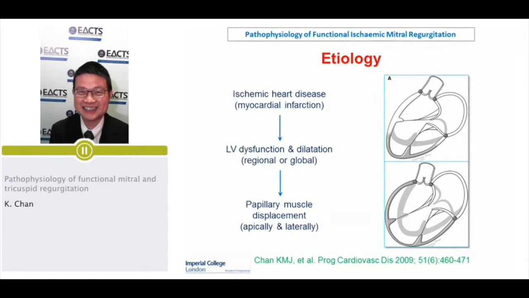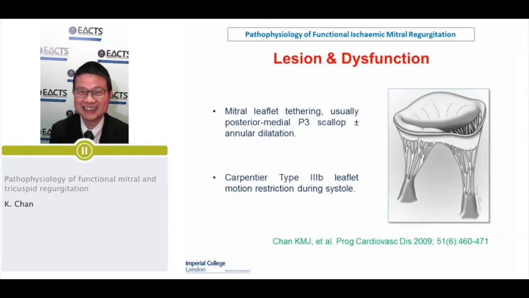Functional ischemic mitral regurgitation occurs secondary to ischemic heart disease or myocardial infarction. This results in left ventricular dysfunction and dilatation, which may be regional or global, which in turn causes papillary muscle displacement apically and laterally. This results in a mitral leaflet tethering lesion, usually in the posteromedial P3 scallop, with or without annular dilatation. The resulting dysfunction is a Carpentier type 3B dysfunction with leaflet motion restriction during systole.